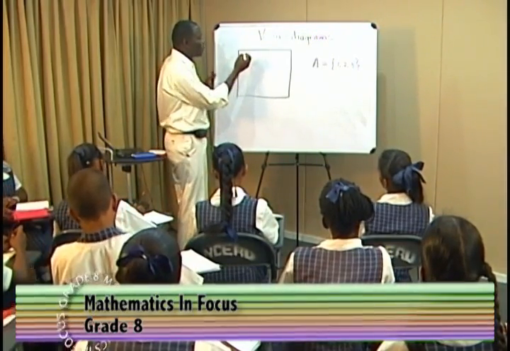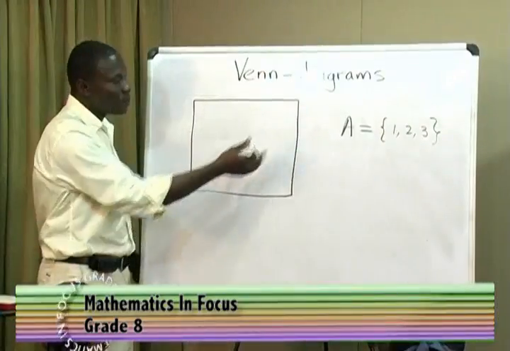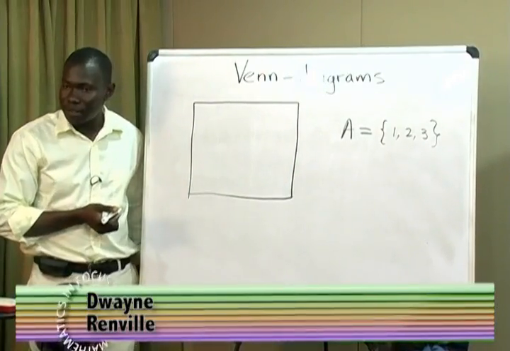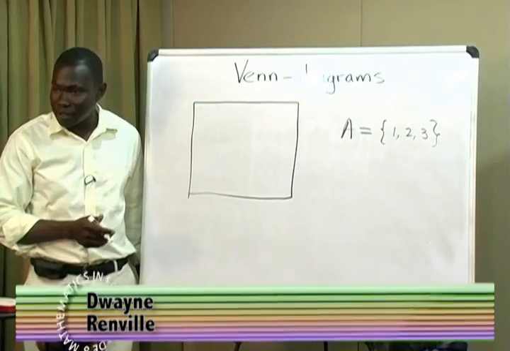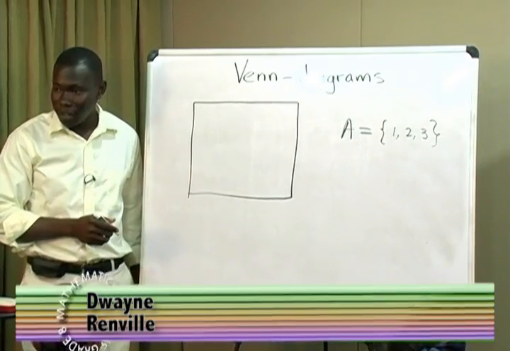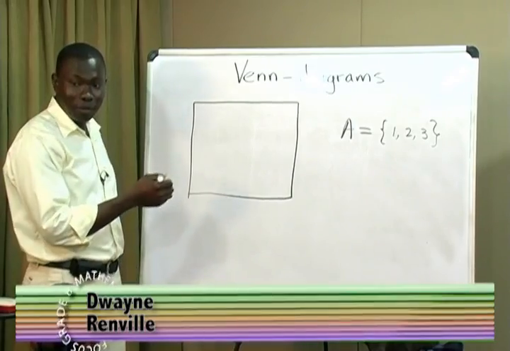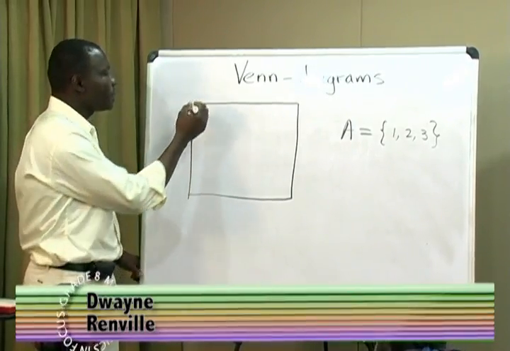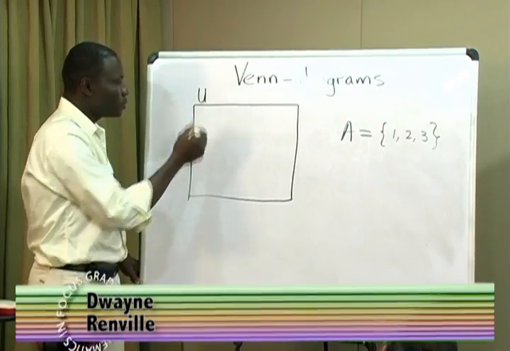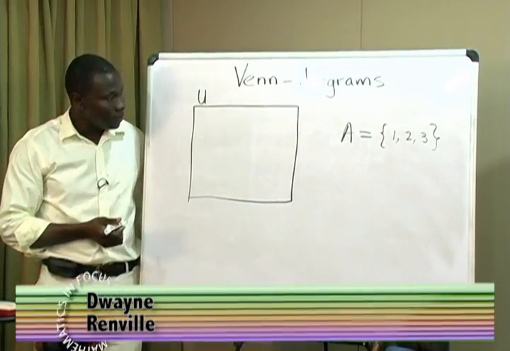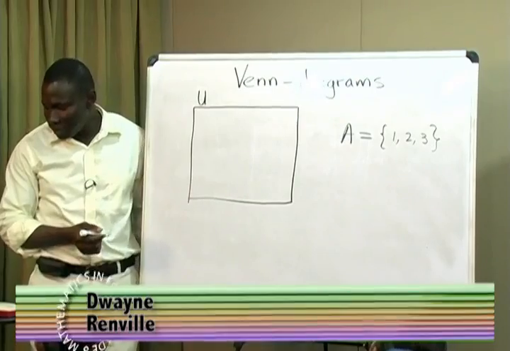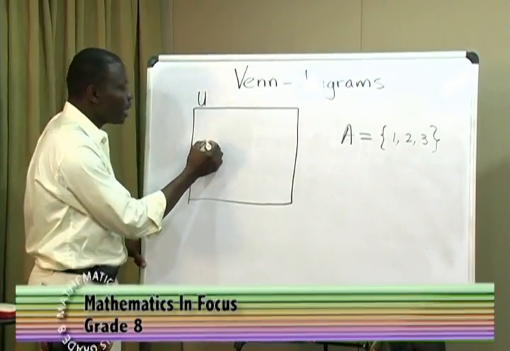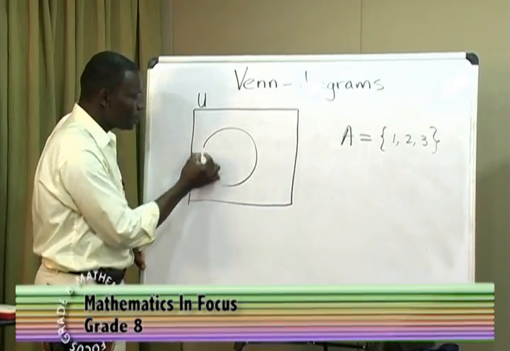Now let's consider a Venn diagram here. What does this rectangle represent? Which one of the sets, the subsets or the universal set? Universal set. Are you sure? Yes. And what is the symbol we use for the universal set? Capital U. So let us consider this Venn diagram representing a universal set, and we have two intersecting subsets.